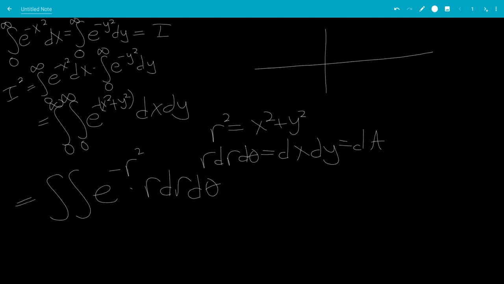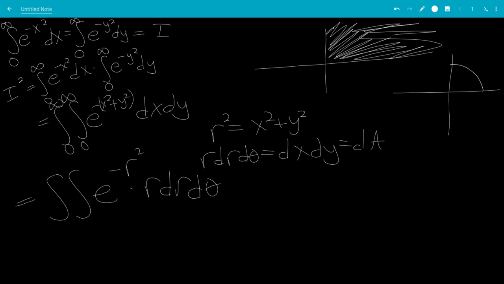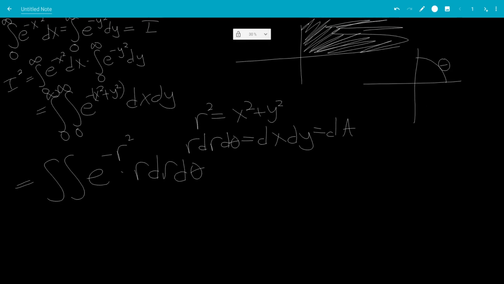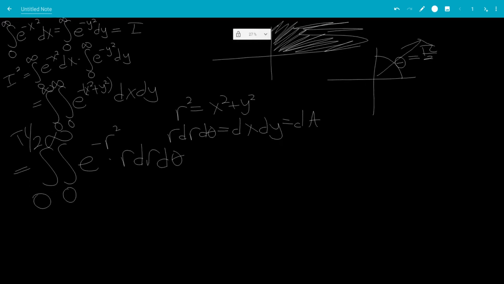So x is going from 0 to infinity, and y is going from 0 to infinity. So this is the first quadrant only. So you can think of this as a circle, and the angle is pi over 2. And the radius is going to infinity. So r will go from 0 to infinity, and the angle theta will go from 0 to pi over 2, which is 90 degrees.